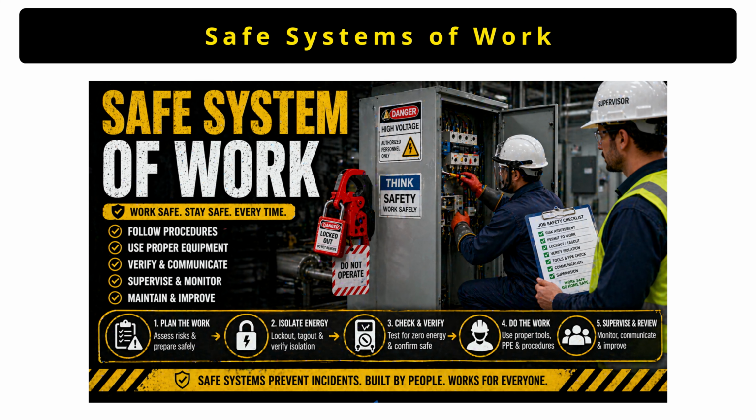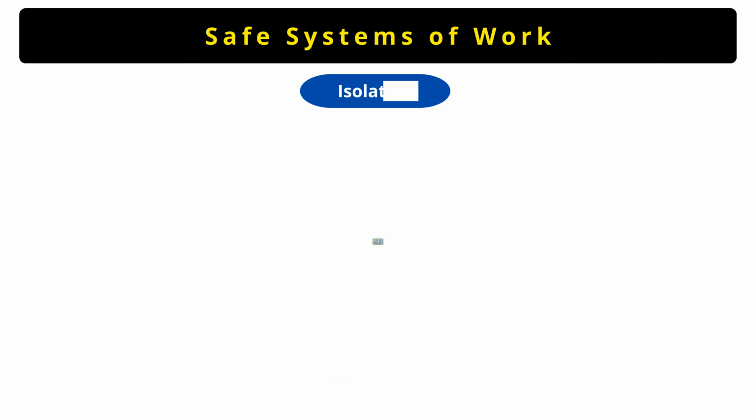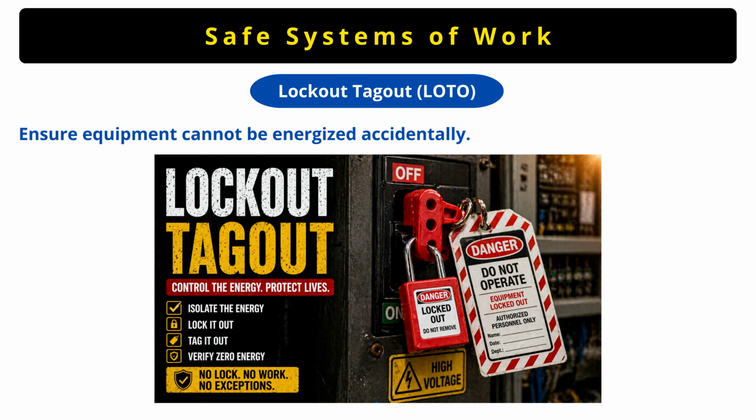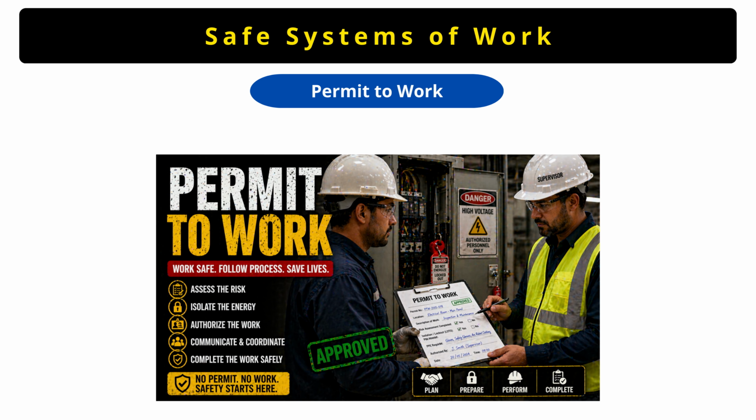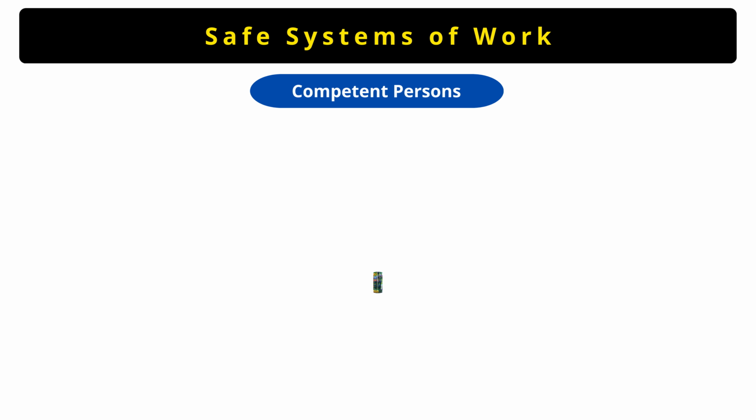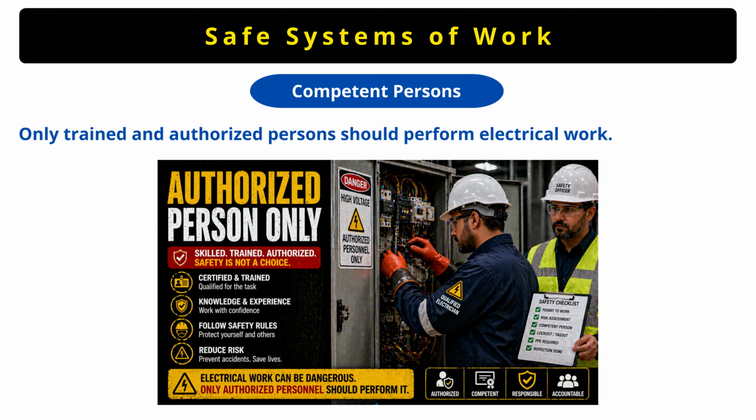Safe systems are essential for electrical work. The first one is isolation, which disconnects the power supply before work. The second is LOTO, that is the lockout tagout system. Here you ensure that the equipment cannot be energized accidentally. Third one is permit to work system. You can implement a permit to work system at your site for high risk electrical tasks. And fourth one is competent persons, means those persons working on the electrical system must be trained. Only trained and authorized persons should perform the electrical work, that you have to make sure. So these are the safe systems of work you can implement at your site.